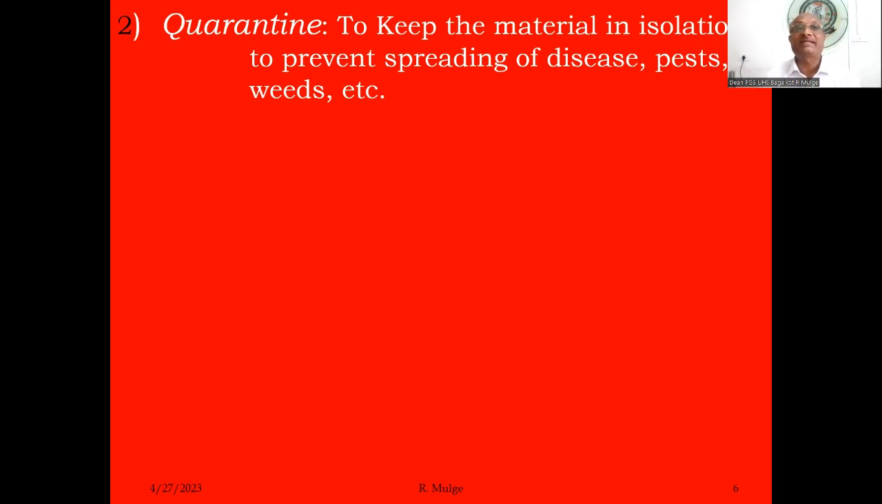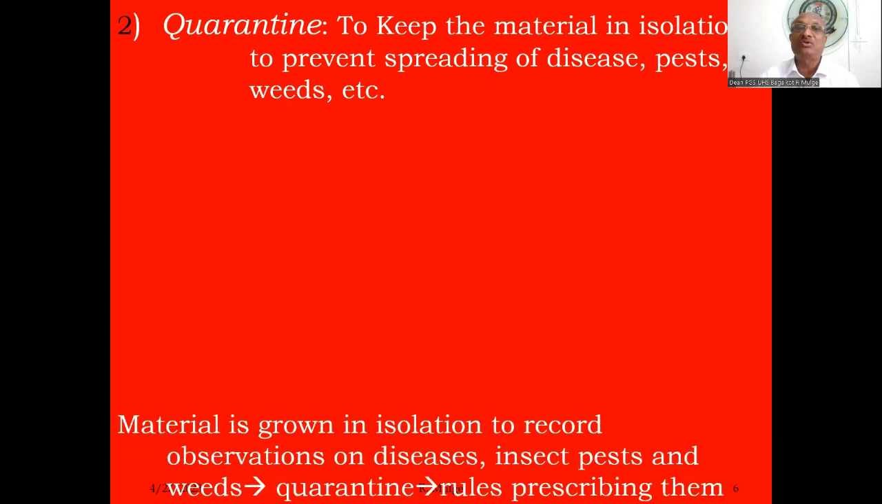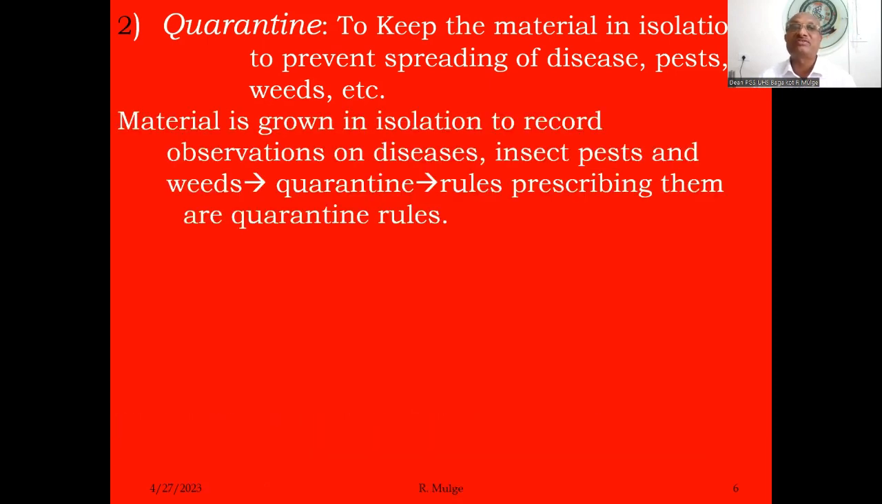Quarantine is the next step after introduction. You cannot straight away use it for cultivation. What do you mean by quarantine? To keep the material in isolation to prevent spreading of diseases, pests, weeds, etc. Any contamination you want to avoid. So first you keep it in isolation. Material is grown in isolation to record observations on diseases, insect pests, and weeds, and to observe whether the introduced variety is carrying any pest, disease, or weed seeds.